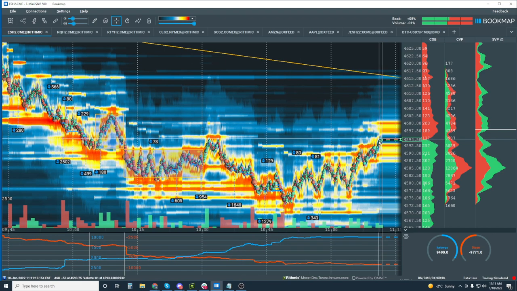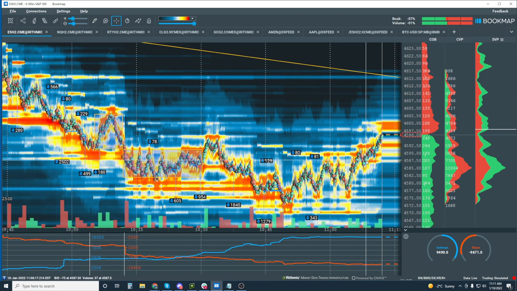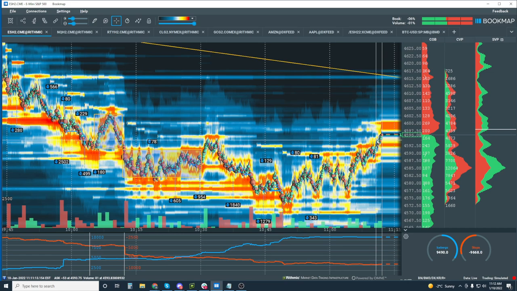Just a move to our 95, I would be taking some profit there and trying to let the rest run. Okay, there's our 95. It's up to 96, 96.5. So let's see if we can get up to 4,600. Okay, everything's looking pretty good, pretty good.